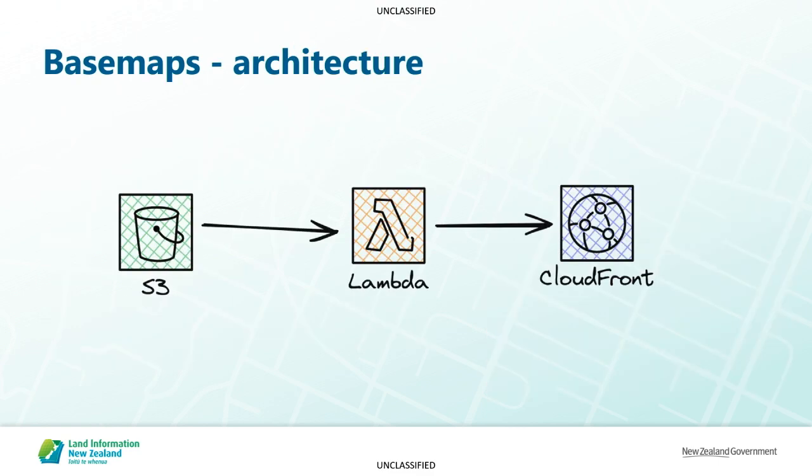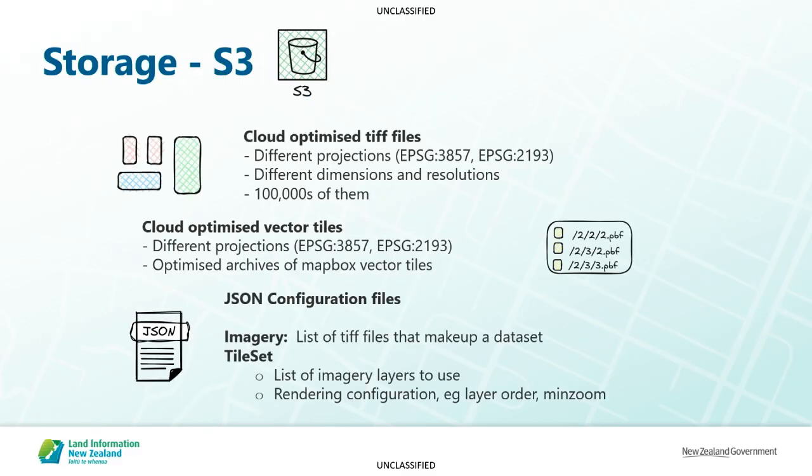But here is our basic architecture. We've got storage, we've got compute, and we've got distribution. And it doesn't really get much more complicated than that at a high level. There are a few wee bits and pieces off to the side, but it's essentially those 3 main components. So let's look a little bit more at them.